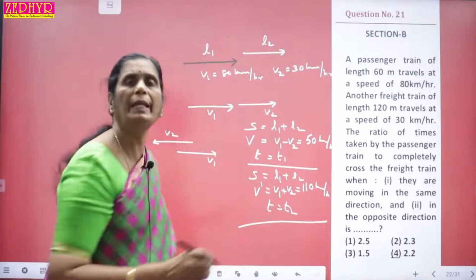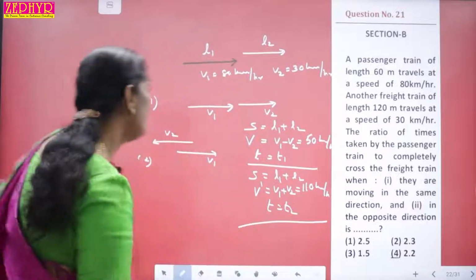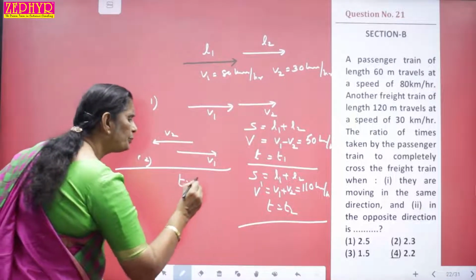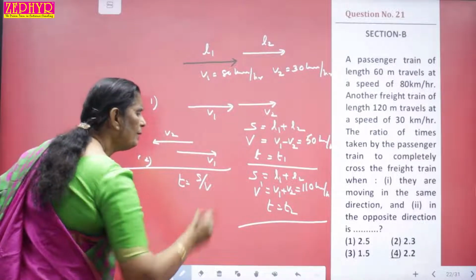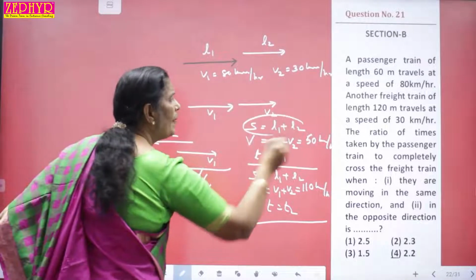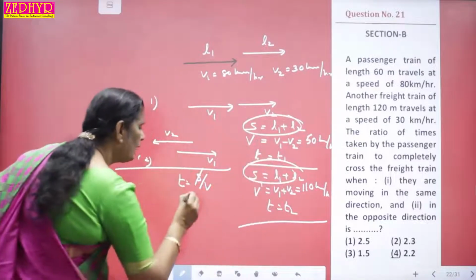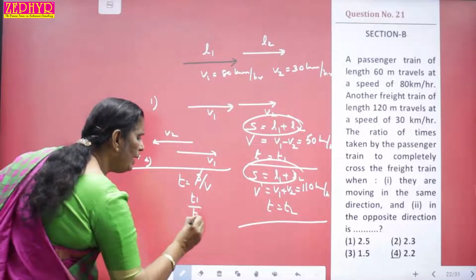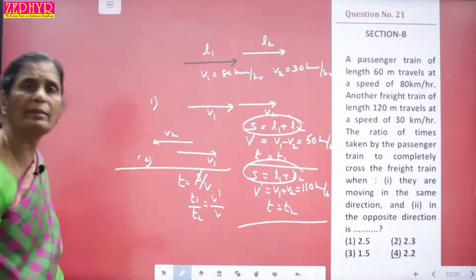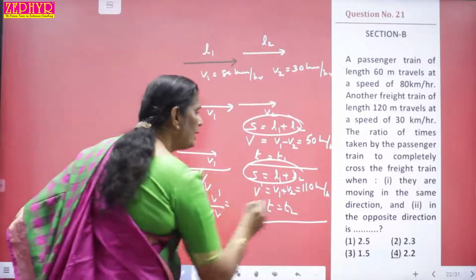What we need is T1 by T2. Very simple. So we know that time is equal to distance by velocity, but here distance is same, constant. So we can say T1 by T2 will be velocity in the second case by relative velocity in the first case. What is the velocity in the first case?